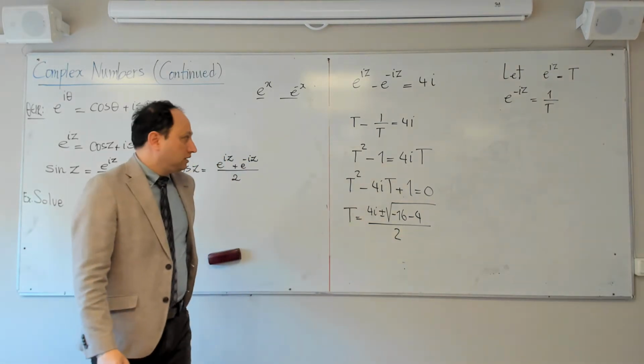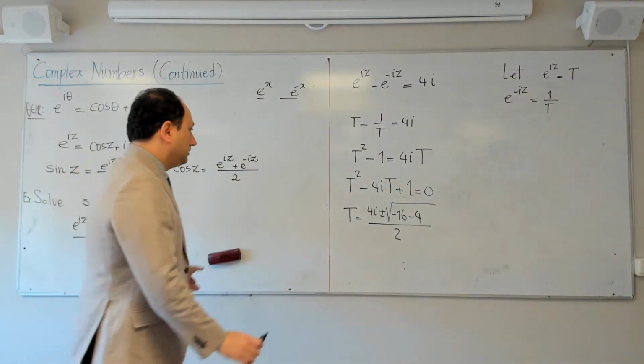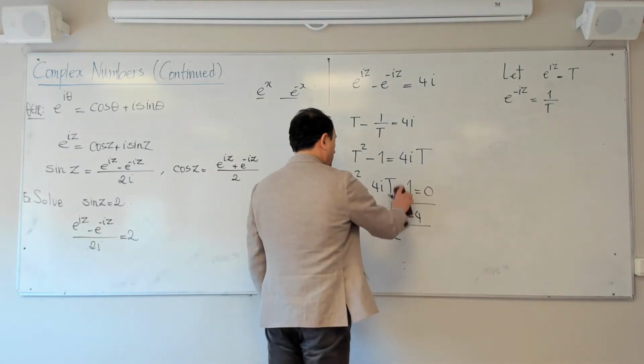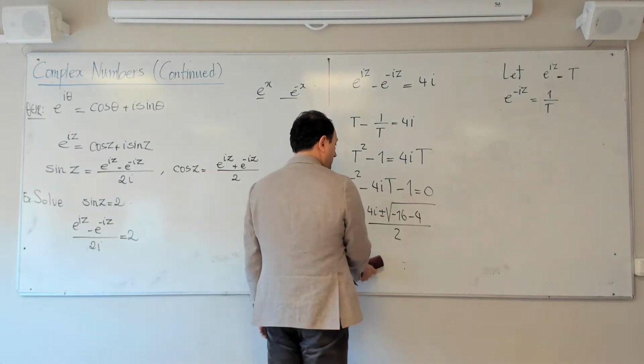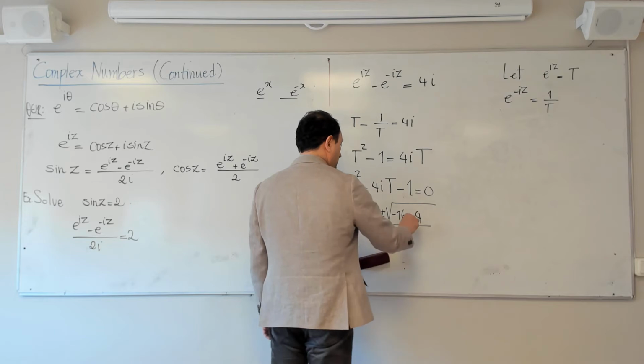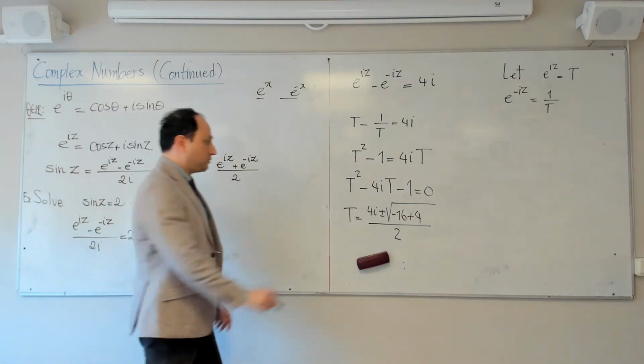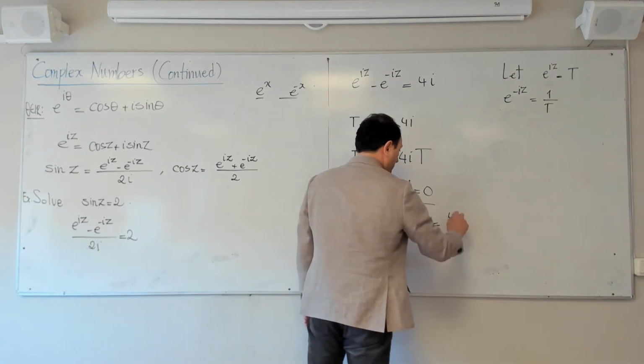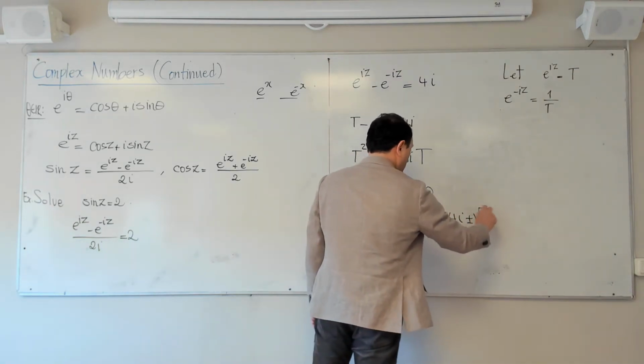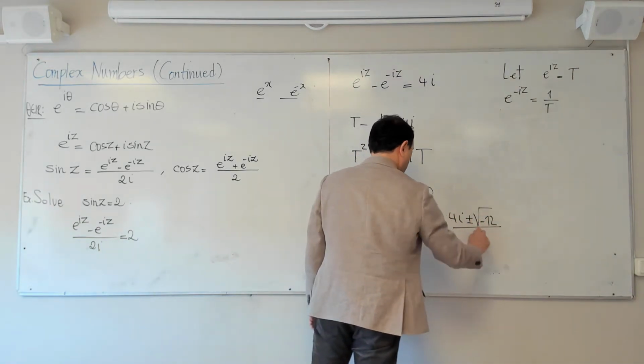It's minus 1. Thank you very much. This is minus 1. It was right on time, because this becomes positive now. Yes, thank you. So then what happens? This becomes minus 12. So it becomes 4i plus or minus the square root of minus 12, divided by 2.